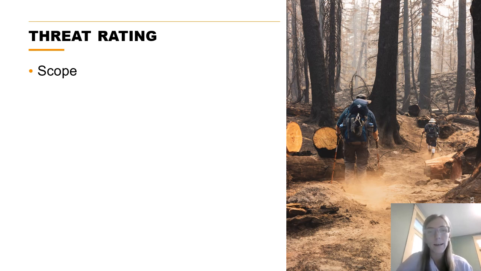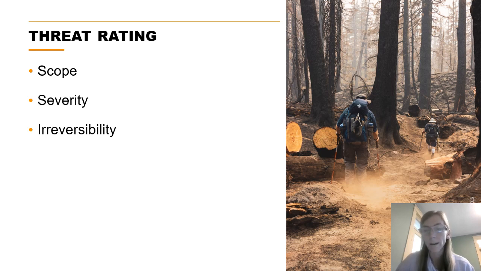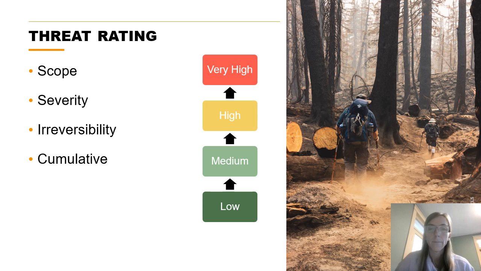So for a threat such as unplanned human-caused wildfire in a forest, first we define the scope or an area or a percent of the population that it impacts. We might determine the severity in which the fire impacts the targets in the area, and then finally we'll determine how long it'll take the target to recover from that threat, so whether or not that threat is irreversible. And then together we look at these and create a cumulative score for that threat.